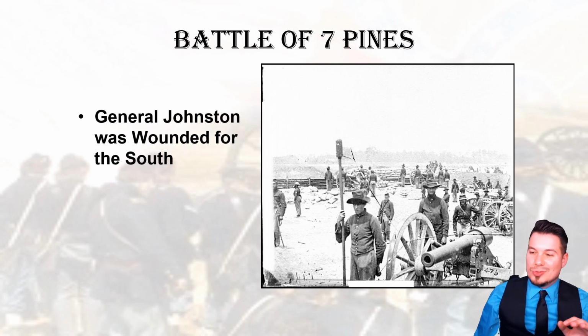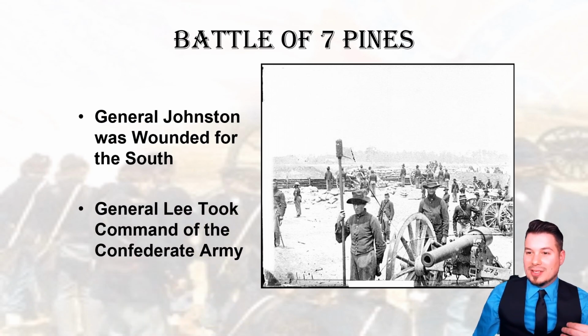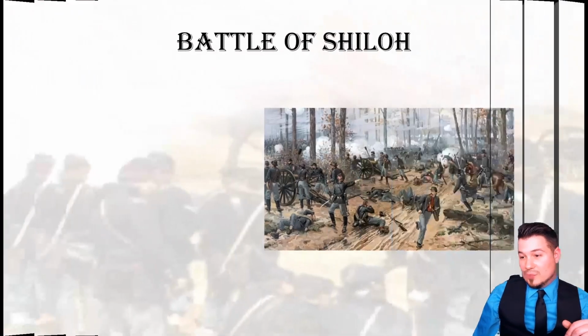Battle of Seven Pines, real quick with this one. Joe Johnston is really the big thing in this battle. Joe Johnston is wounded, so Robert E. Lee does take command of the Confederate Army. Of course, we all know he's going to be a huge part of this war.